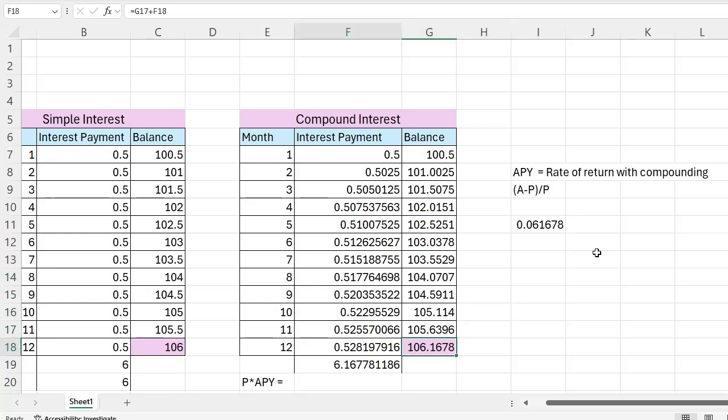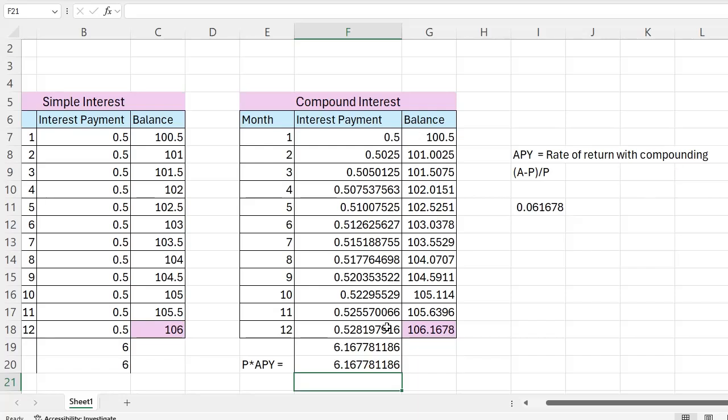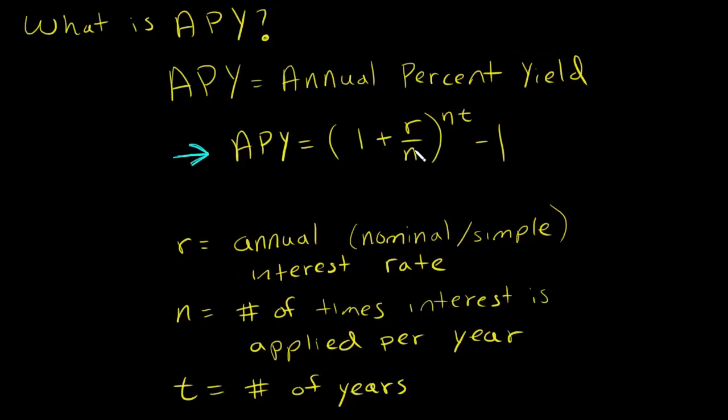Okay. So if I take my $100 and multiply it by my APY, I get the amount of interest that I was paid. Okay. So generally, your principal times your APY will tell you the amount of money that you're going to make in interest payments when you use compounding. Okay. So remember, APY is just a rate of return when compounding has been used. And in the next video, I'll talk a little bit more in detail about how to calculate this formula, or how to derive this formula.